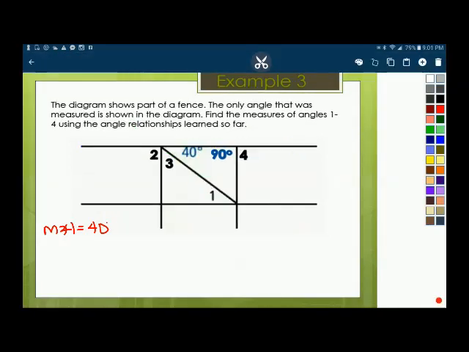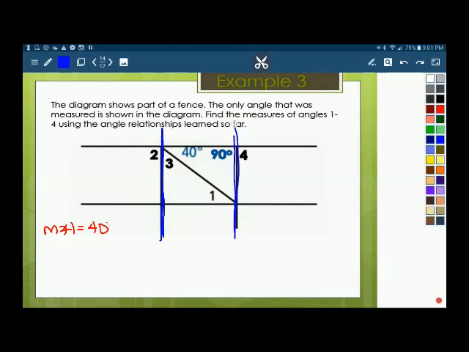In order to find, I actually think it'd probably be easiest for us to focus in on these parallel lines, so the vertical lines that are parallel. And yes, I am telling you that these lines are parallel because it is a fence, so the beams that are going up are going to be parallel. I can also tell that angle 2 and the 90-degree angle are corresponding. Okay, they're sharing the same quadrant if we're focusing in on this being the transversal.